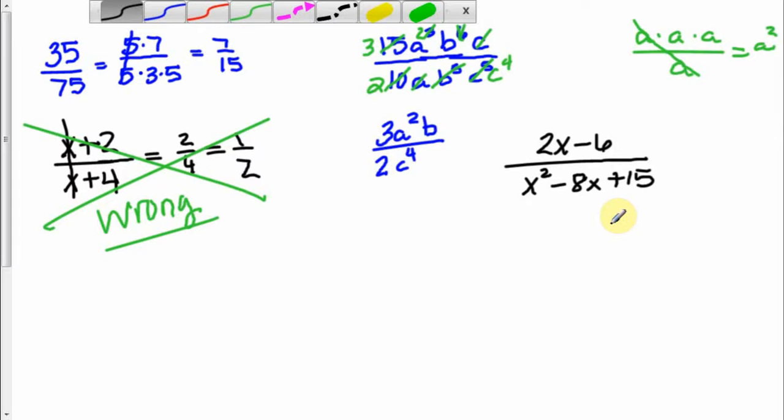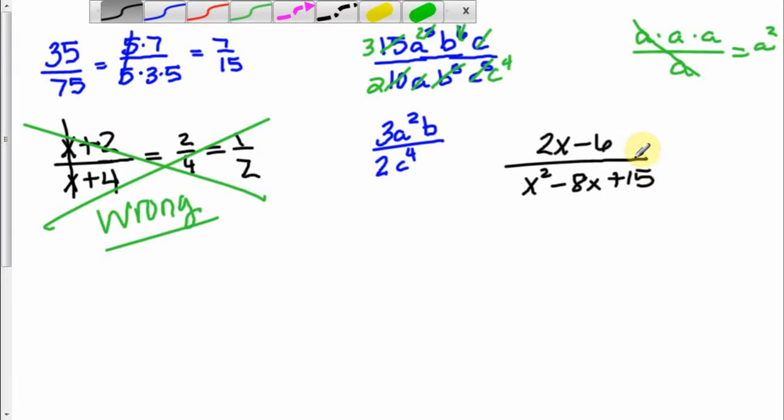Here's an example of what you cannot do. I can't go, oh, 2 goes into 8 4 times. 6 and 15, they both have factors of 3. No, you cannot do that because this 6 is being subtracted from 2x. This is one quantity here, so you can't cancel part of it.